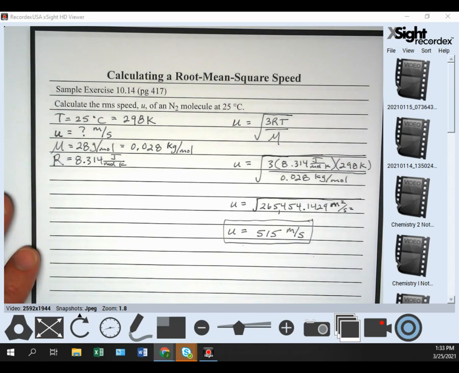Okay. Wait, did we just do the problem that was over here? What's that? Did we just do the problem that was on the bottom of the page of our notes?